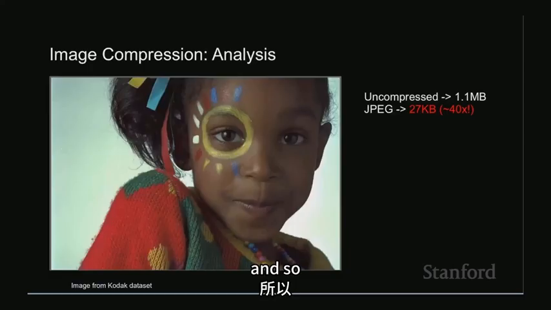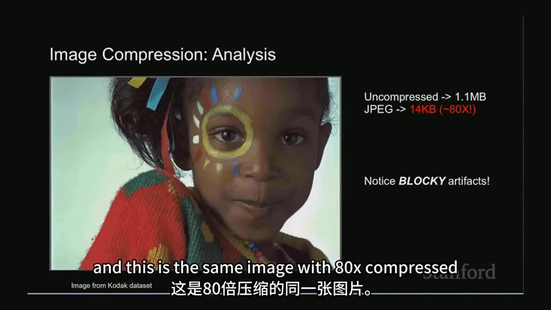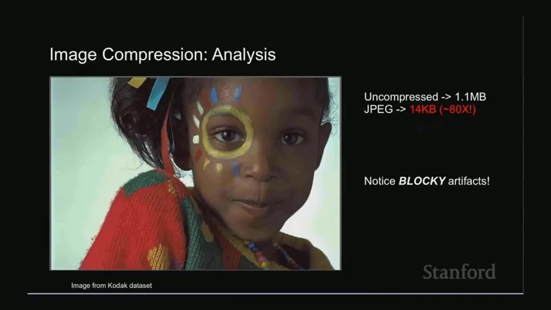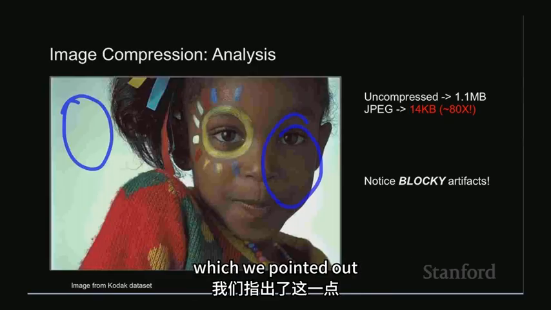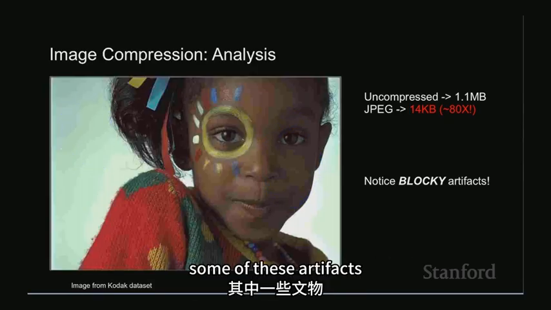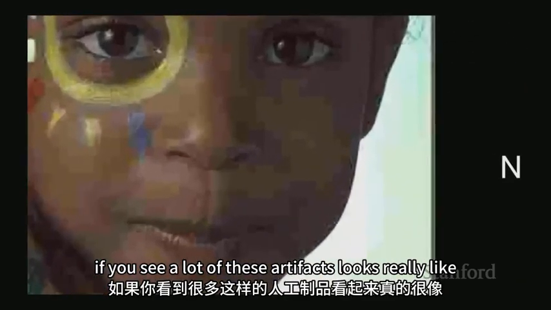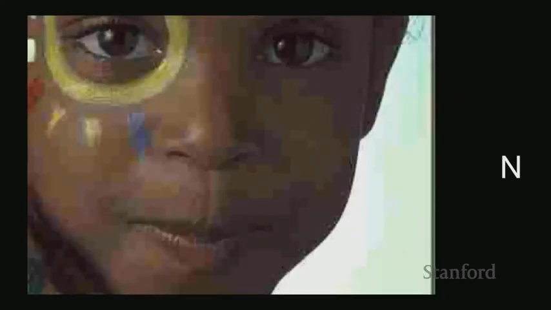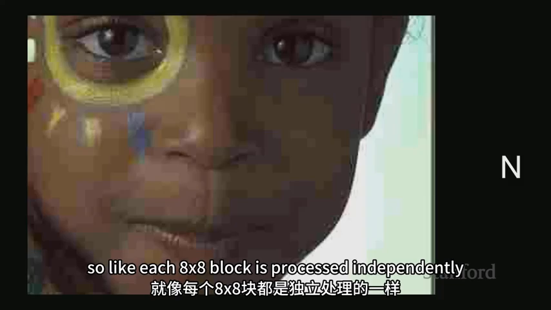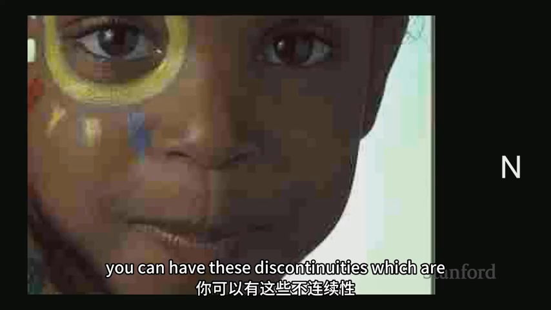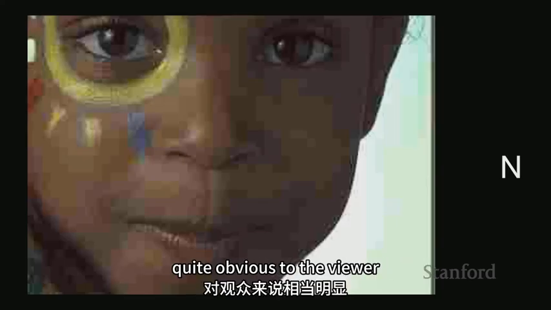Okay. And so this is our original image which we started with, 40x uncompressed. And this is the same image 80x compressed using JPEG. And in this image again, now you can see all these artifacts, right, which we pointed out. And now you can actually explain some of these artifacts. If you see, a lot of these artifacts look really square shaped, right? Why are they square shaped? Because now we are doing things independently in each 8x8 block. So each 8x8 block is processed independently, and you can have these discontinuities which are quite obvious to the viewer, right?